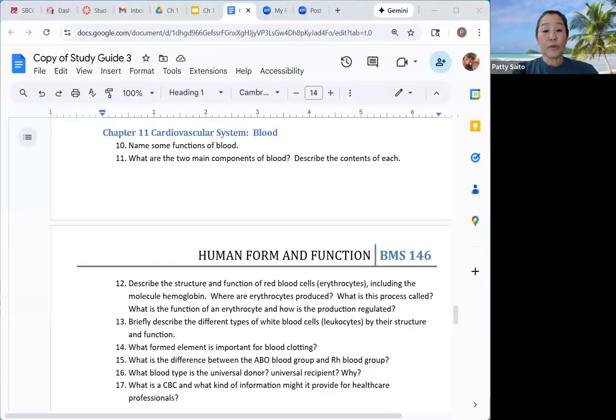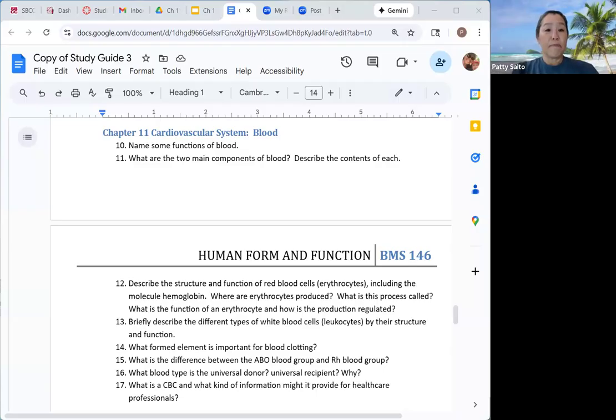Hi, and welcome to Chapter 11, the cardiovascular system. And we're going to start with blood. Now, blood will be a really important part of your work. It seems like blood tests are always part of patient diagnoses, and so I'm sure you'll be needing to understand a lot of this chapter.